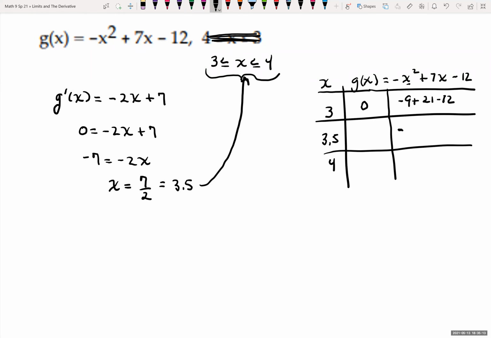So I'm going to do the same thing, but now I'm going to plug in 3.5 wherever I see an x. So if I take 3.5 and I square it, I get 12.25, but I have a negative in front. So negative 12.25 plus 7 times 3.5, which gives us 24.5, minus 12. Okay, so adding my two negatives together gives us negative 24.25. And subtract that from 24.5, that would give us 0.25.